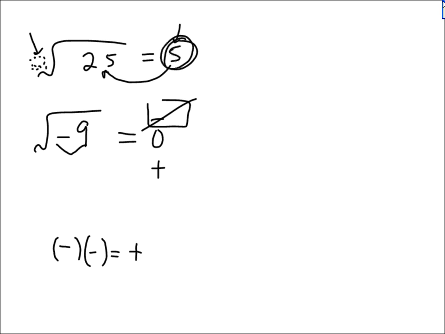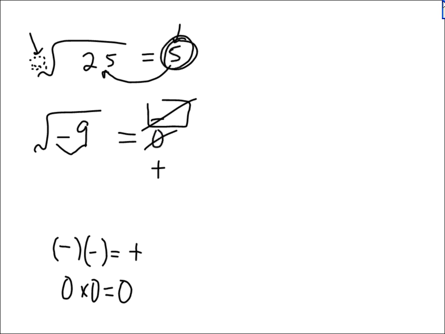So maybe a 0. Is the square root of negative 9 0? Well, 0 times 0, of course, is 0. That's not negative 9. So the square root of negative 9 can't be 0.